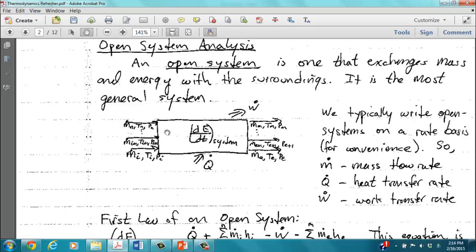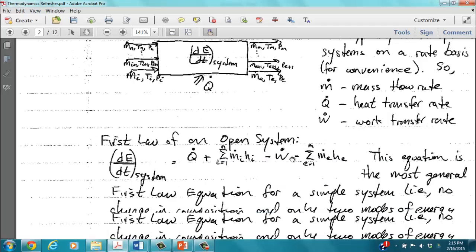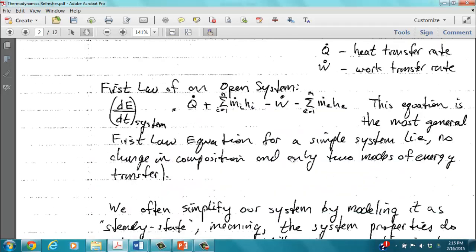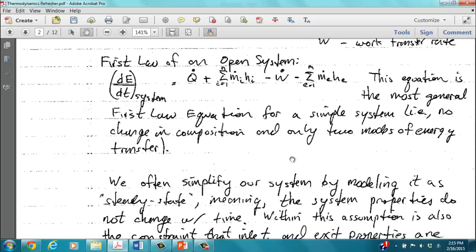So these three terms, W dot, dE by dt, and Q dot, are basically the same as the closed system, except that they're written on a time basis. And then, of course, the other major difference with the closed system is that we have mass flow in and out of the control system. Okay, so we can write our first law equation for this open system, and again, it's conservation of energy, right?